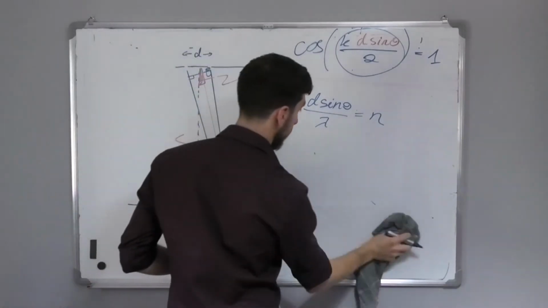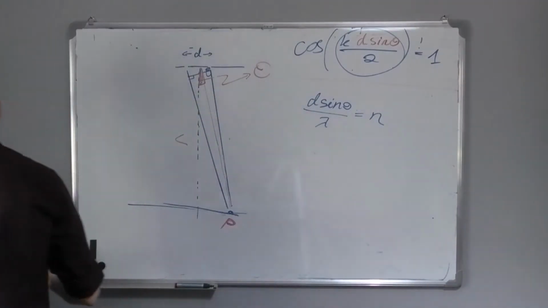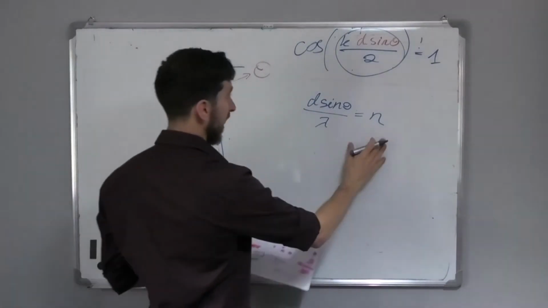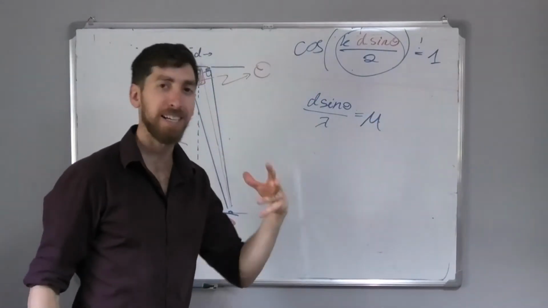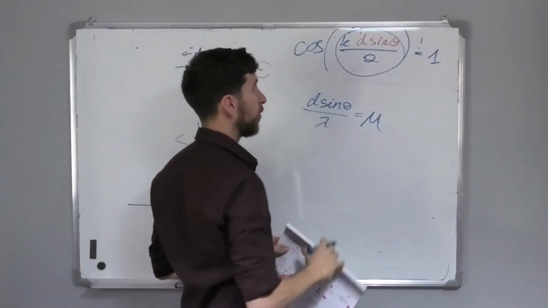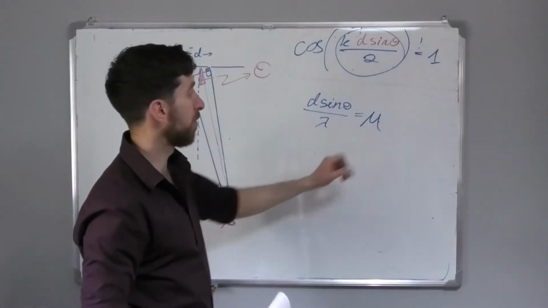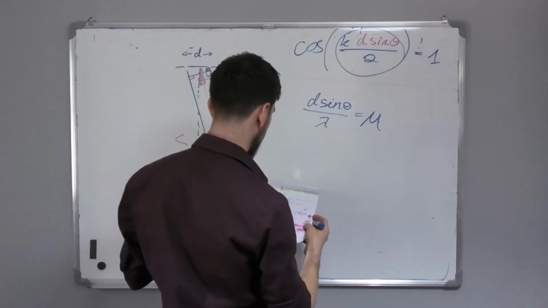Interesting. And sorry, not n, let's call it big N, capital N. Why? Because I'm looking for the maximum. So I wanted to use the letter capital N. Okay, so I got big N.